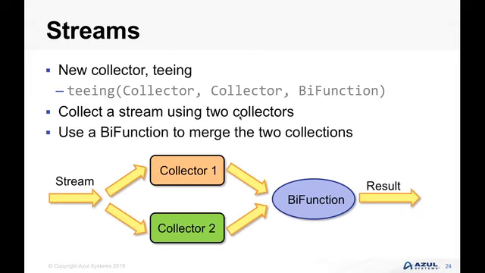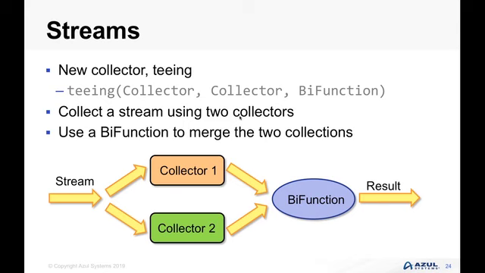Streams has a new collector in JDK 12 called teeing. What does teeing do? Well, teeing takes 3 parameters. The first 2 are collectors, and the third one is a BiFunction. To illustrate what happens, I've drawn this little diagram here.